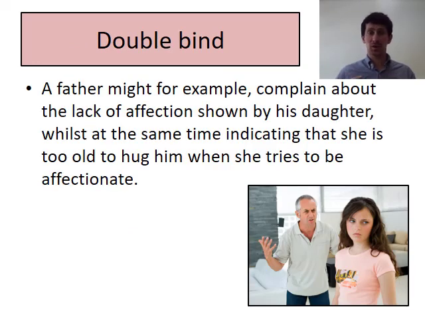And another example, just to make sure you're clear on it, would be a father who complains about his daughter not showing him enough love, not showing him enough affection, but at the same time telling her she's too old to hug him when she tries to be affectionate. So they're getting that double message, that mixed message.